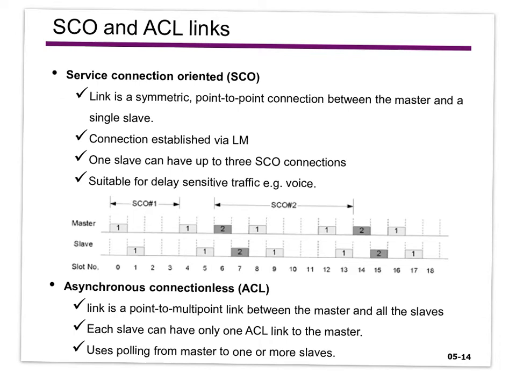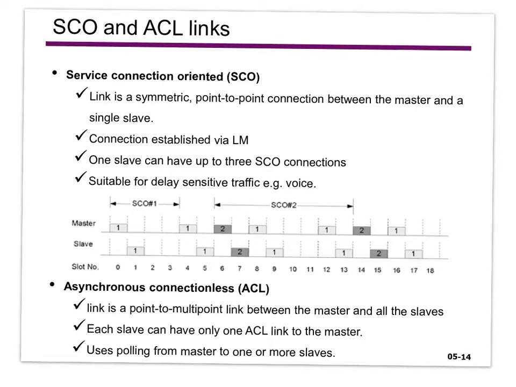So one slave could have 3 connections concurrently running to the same master, which means that it's in the same piconet, right? If it's on 2 different piconets, in which case it's a slave that is part of 2 different piconets, then this actually drops down to 2. So you can have one SCO connection to one master and another SCO connection to another master. But if it's the same master, you can have up to 3 connections. Okay, 3 concurrent connections.